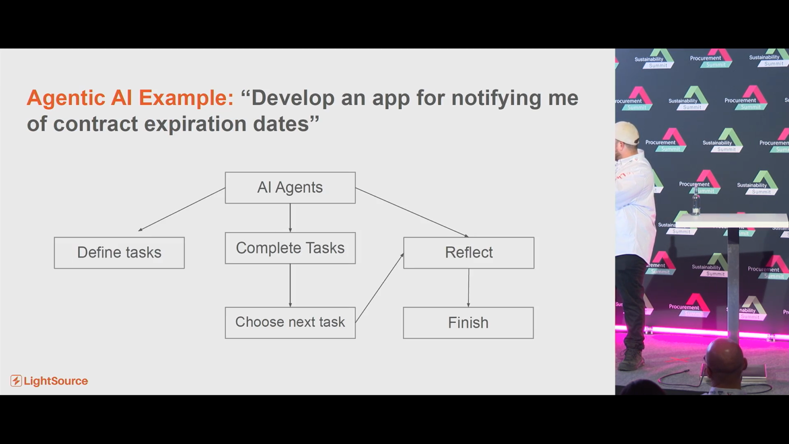On the other side, you might have an agentic AI that does a more complex multi-step task like, "Hey, I want you to develop me an application for notifying me about expiration dates." So you'd have the agent actually define the tasks, go and complete the tasks, and then decide what the success criteria are that I know that I've completed the task correctly, and then get into that goal or finish state.